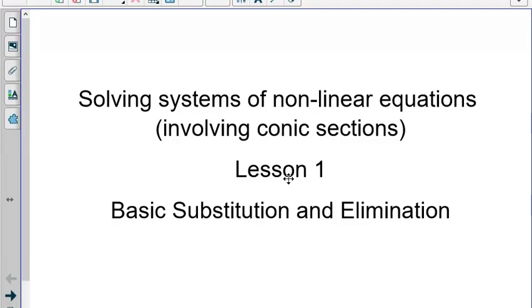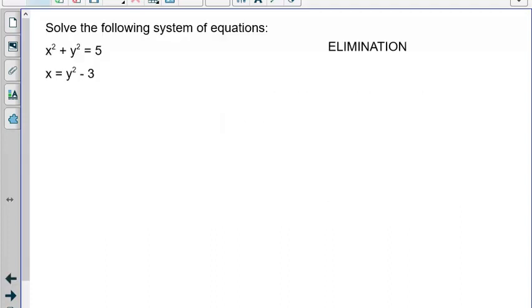This lesson is on solving systems of nonlinear equations. So most of them will be conic sections. There might be some lines thrown in there too. Lesson one on this will be basic substitution and elimination.